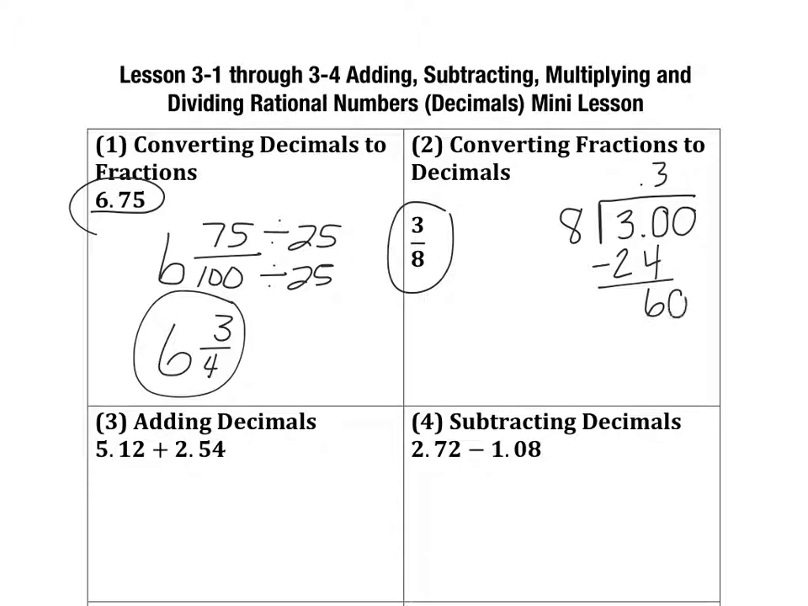I'm going to repeat the process, bring down the 0. 8 goes into 60. Let's see, that'd be what? 7 times. 7 times 8, 56. Subtract, 4. A lot of long division. 8 goes into 40, and that's nice because it comes out evenly for us. It goes in 5 times. So we have 0.375.